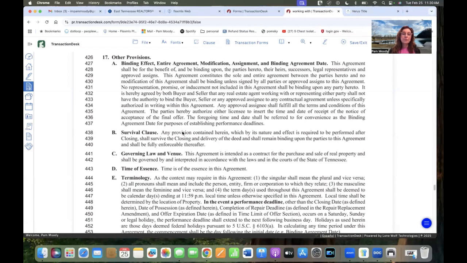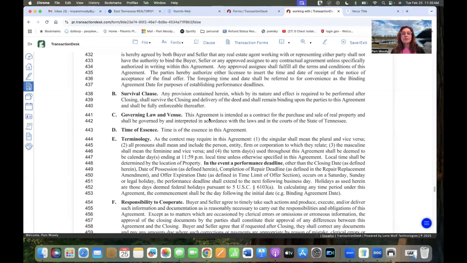Survival clause: any provision contained herein that, by its nature and effect, is required to be performed after closing shall survive the closing and delivery of the deed, shall remain binding upon the parties in the agreement, and shall be fully enforceable thereafter. This agreement is intended as a contract for the purchase and sale of real estate and shall be governed by and interpreted in accordance with the laws and in the courts in the state of Tennessee. Time is of the essence in this agreement.